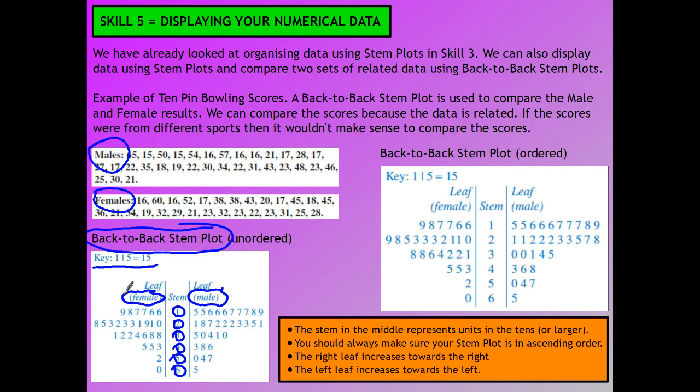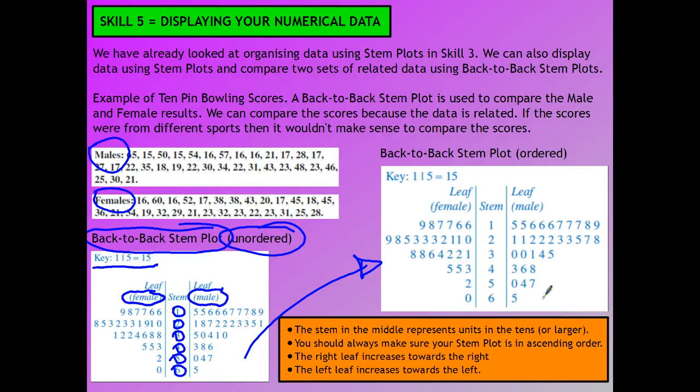Now these numbers here are all unordered. Some of them might look ordered, but overall we don't have a clear order. So we've got 35, then we've got 30, then 34, then 31, then 30. So they're not in order yet. We need to put them in order. So over here they've been put in order.